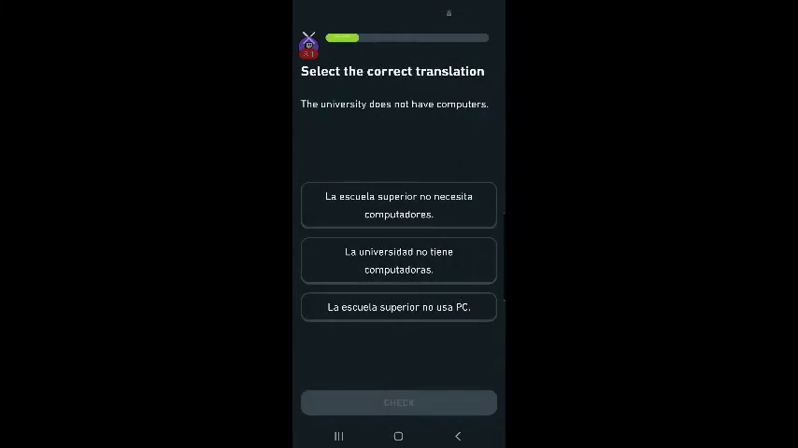Select the correct translation. The university does not have computers. La escuela superior no necesita computadores. No. That means the school superior does not need computers. La universidad no tiene computadoras. That sounds right. Which means the university does not have computers. Okay. And the last one is La escuela superior no usa PC. The superior school does not use PC. So it's the middle one. La universidad no tiene computadoras. The university does not have computers.